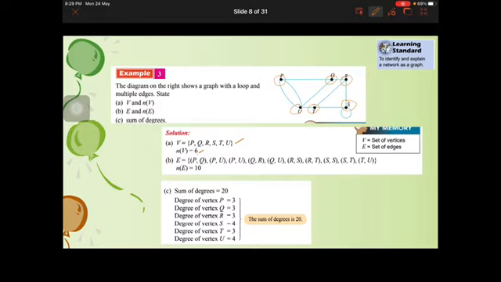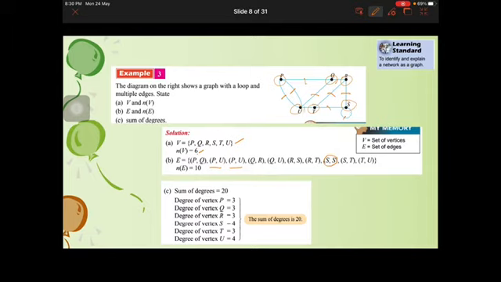Okay, so we have PQ. Okay, then we have PU, 2PU. Okay, 2PU, because we have multiple edges. Okay, and then QR, QU, 1 edge, RS, 1 edge, RT, 1 edge, SS, the same vertex, that means it's a loop. Okay, then ST, and then TU.